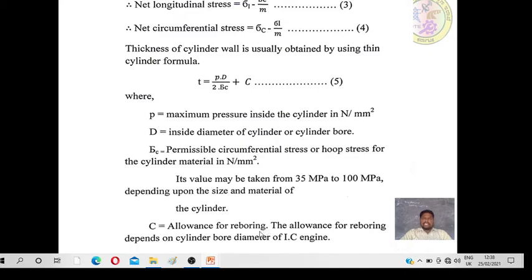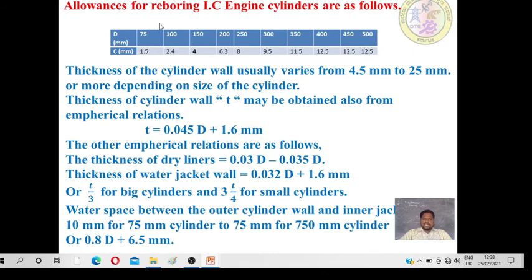In the engine cylinder, while manufacturing, they leave the allowance for reboring. So that is called here C. The allowance for reboring depends upon the cylinder bore diameter of the IC engine. So this table gives the allowance for reboring of IC engine cylinders. For example, for the diameter of 75 mm, we have the allowance of about 1.5 mm. For 100 mm diameter, it is about 2.4 mm and so on.